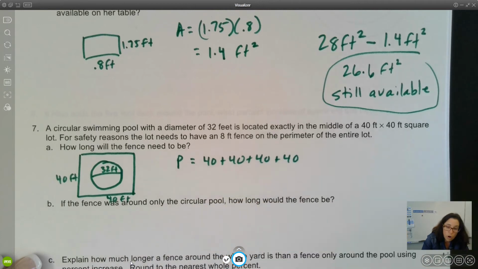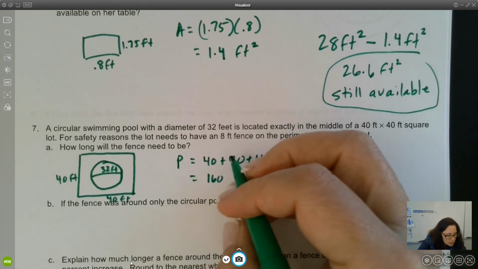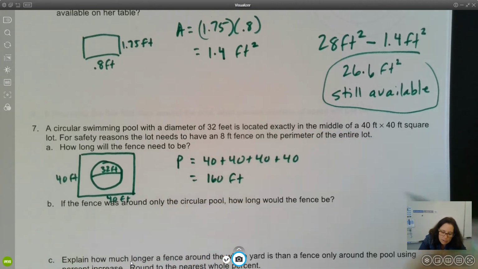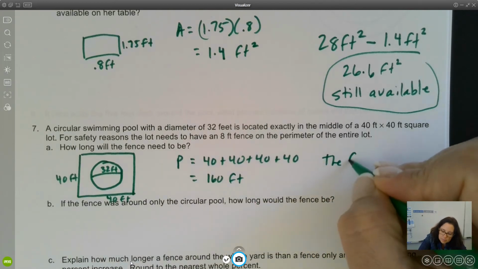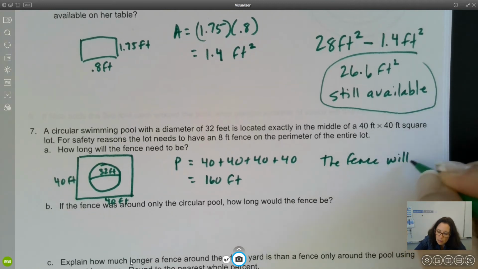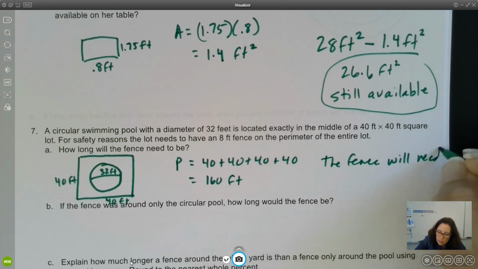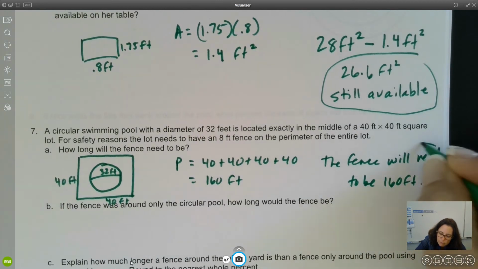I could have written 4 times 40, or I could have written 2 times 40 plus 2 times 40, or I could have written it out just like I did. However you write it out, you should have 160 feet. So the fence will need to be 160 feet.